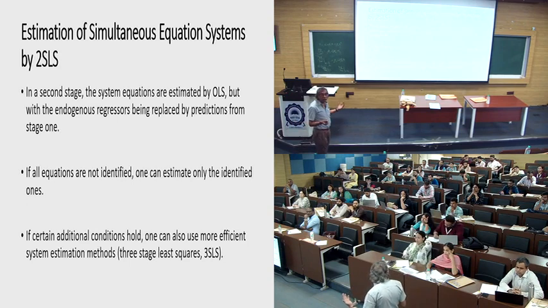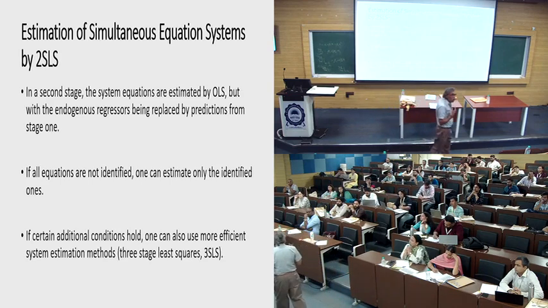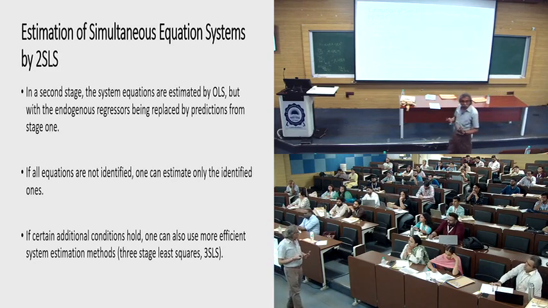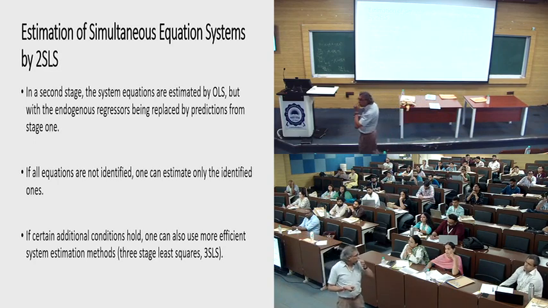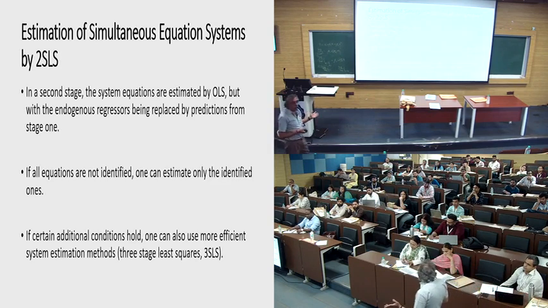That's what I exactly said. Note, if the equations are not identified, I'm going to only estimate whatever is being identified. If certain additional conditions hold, then I can use other efficient methods, for example three-stage least squares. You can even use limited information maximum likelihood or full information maximum likelihood depending on certain conditions. But in a very basic way, we want to think first of two-stage least squares, and two-stage least squares is not a bad method for this kind of regression.